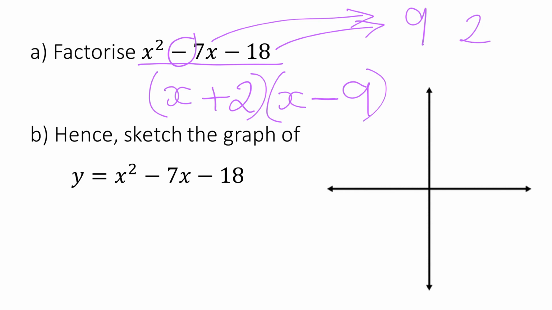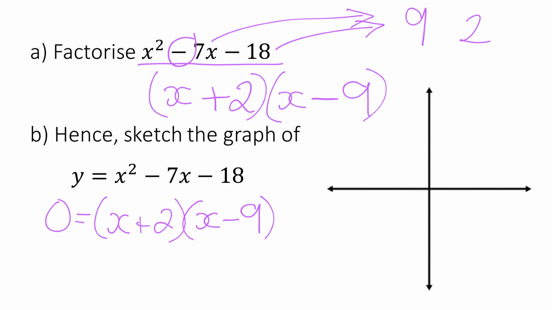So now we've been asked to sketch the graph of y equals x squared minus 7x minus 18, and we've done quite a lot of the hard work already. We know that it factorises to x plus 2 and x minus 9. And we also should know that when we sketch this, to find the coordinates of where it crosses the x-axis, that's where y equals 0. So all the points that we're actually looking for are minus 2 and 9. They're the points where it crosses the x-axis.